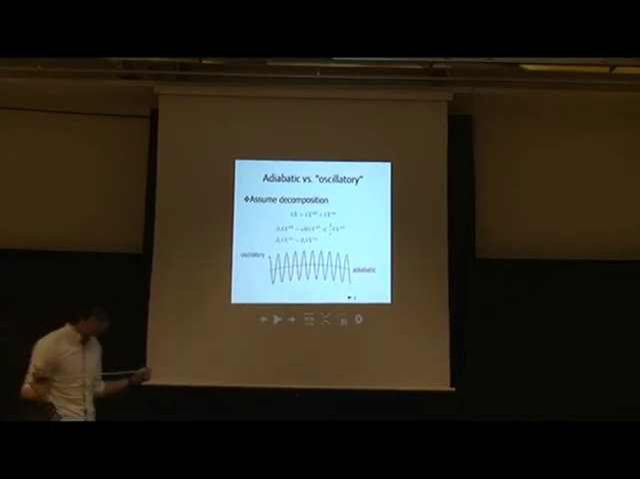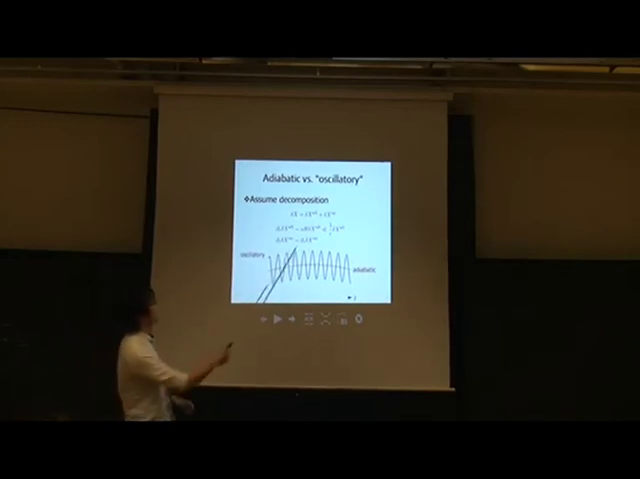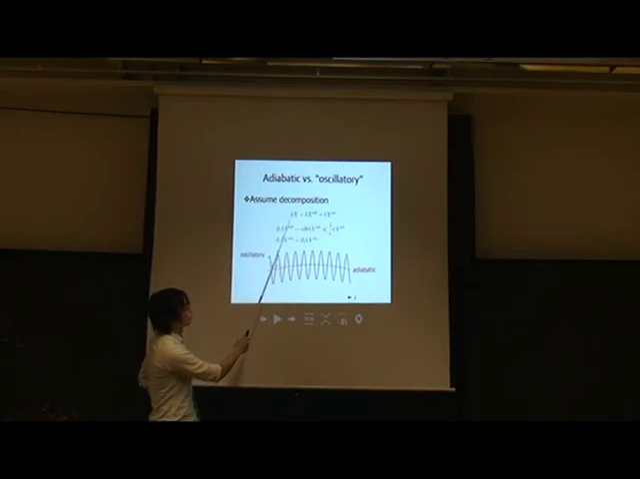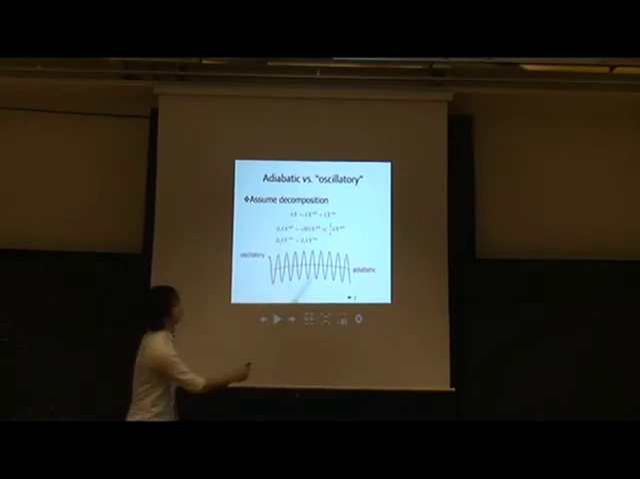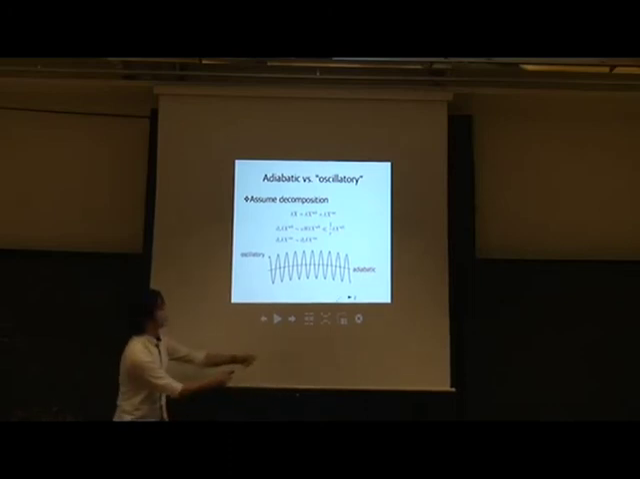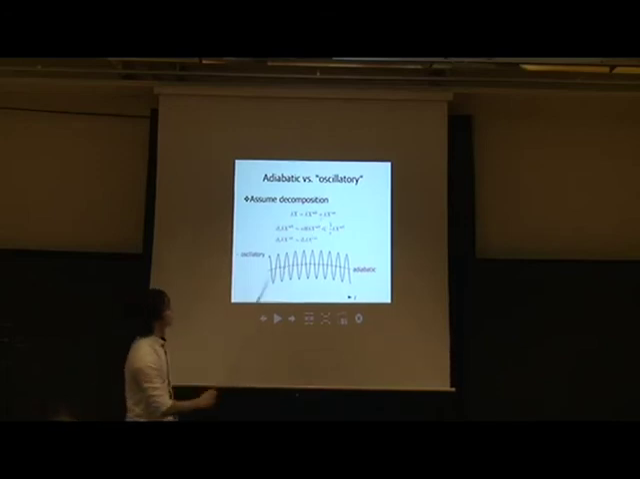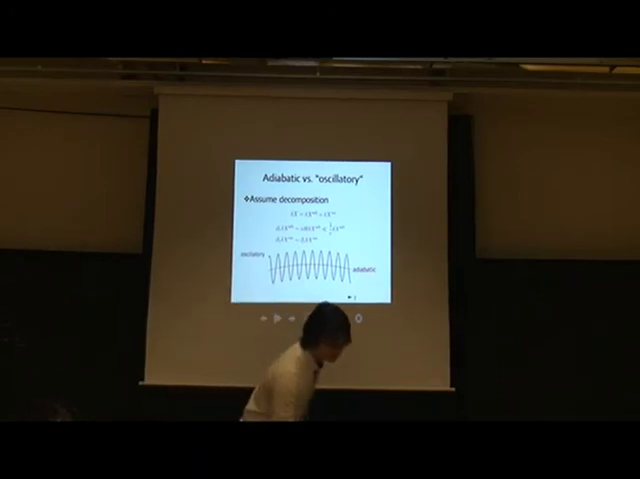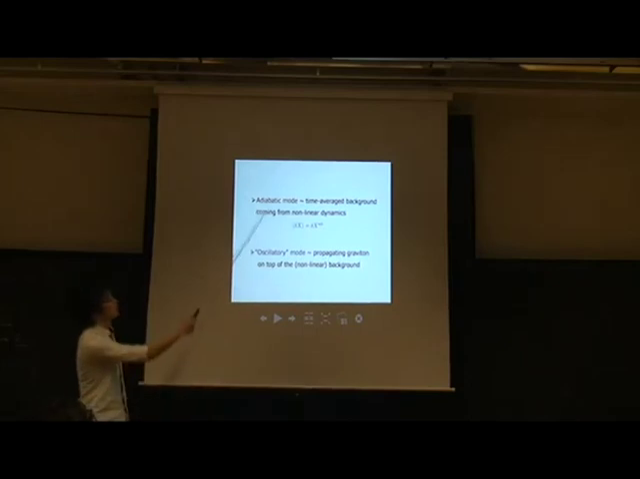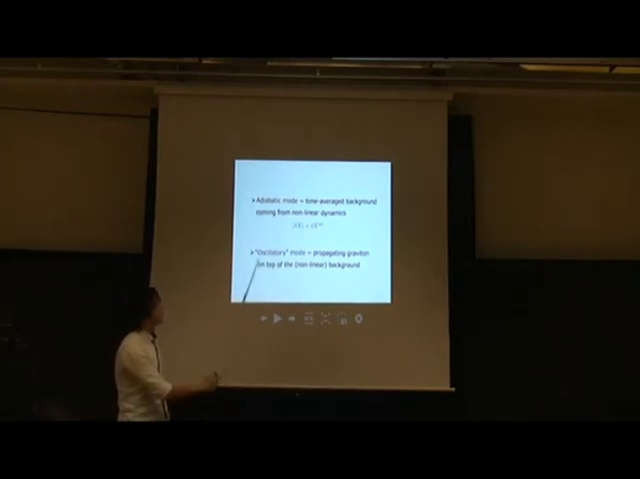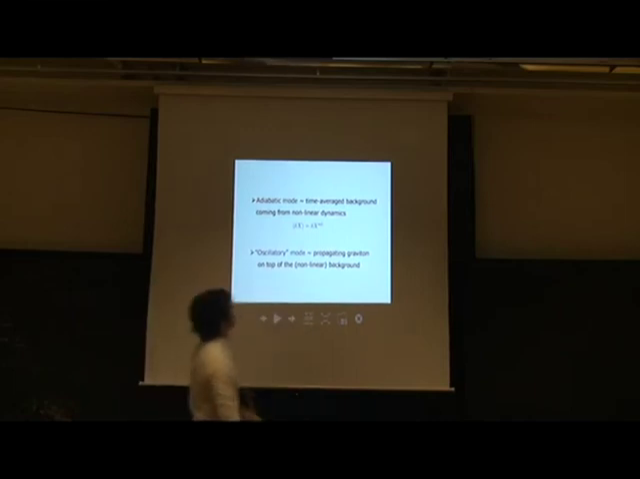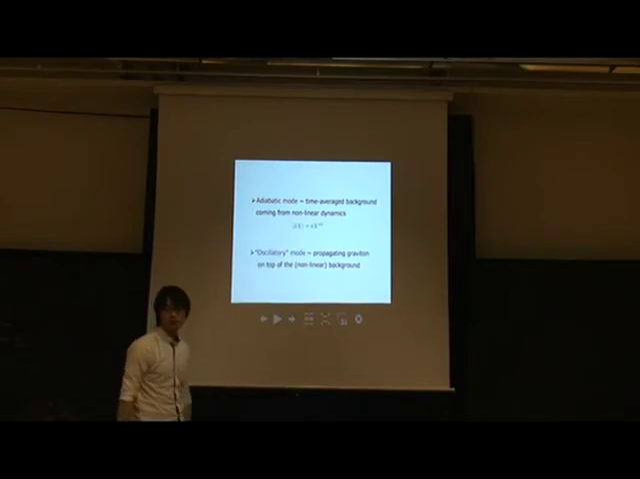To consider nonlinearity, we assume that we can decompose all the perturbations into two pieces: one is the adiabatic part, and the other is the oscillatory part. The adiabatic mode changes slowly, on the cosmological time scale, and the oscillatory one changes fast. So we decompose all the perturbations that way. Essentially, the adiabatic mode is a time average of the perturbations, and the oscillatory mode is the propagating graviton mode, or propagating degrees of freedom, on top of this average.